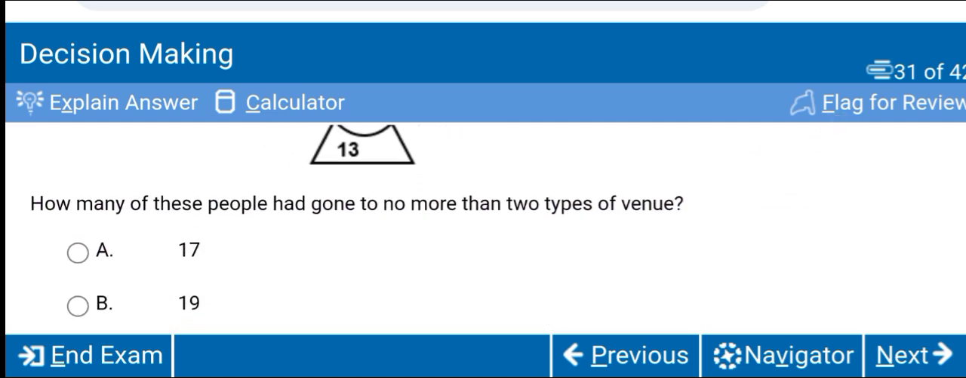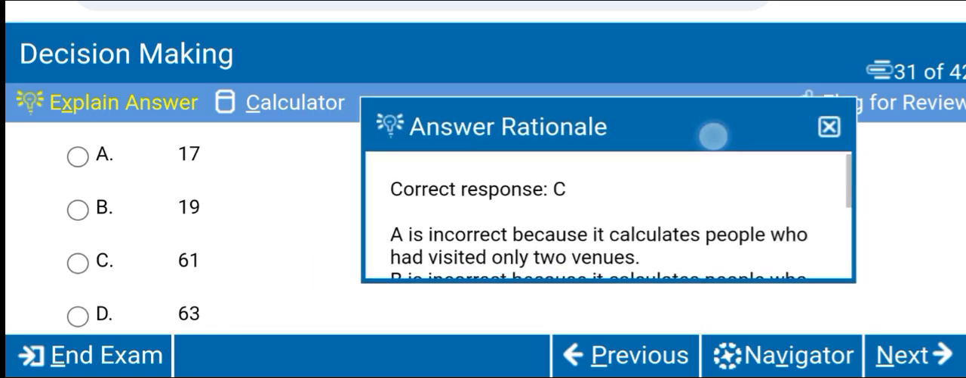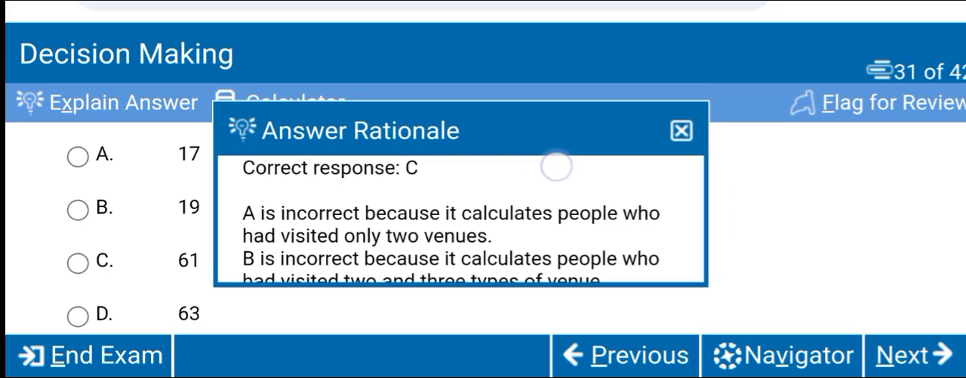So how many of these people had gone to no more than two types of venue? Option A, 17. Option B, 19. And option C, 61. And option D, 63. So here we have these four options. Let's see which one does follow the statement of the question and which one is not the correct option. So here we have the correct option is option C.